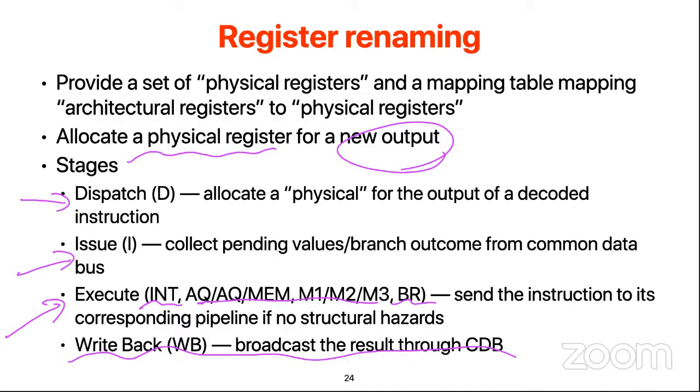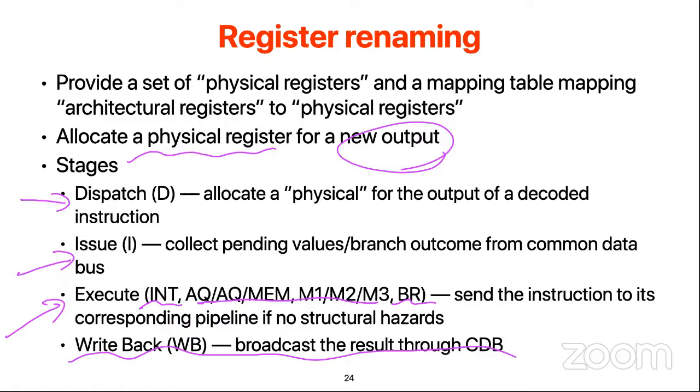Okay, Harris, question. In this case, I noticed that there's no instruction decoding stage in the pipeline. These are additional stages, and you can assume that this pipeline is the following stage after instruction fetch and decode. Okay, thank you. Yeah. All right.